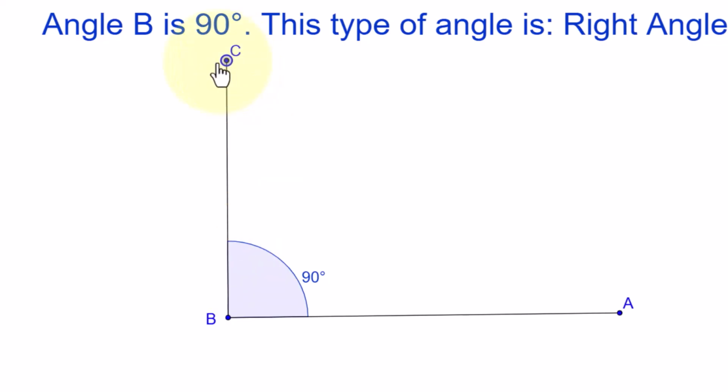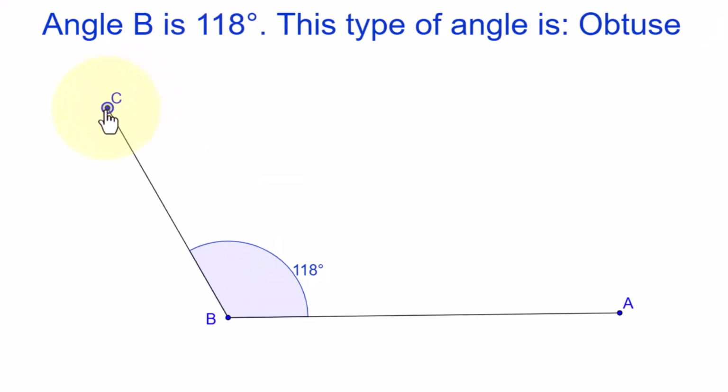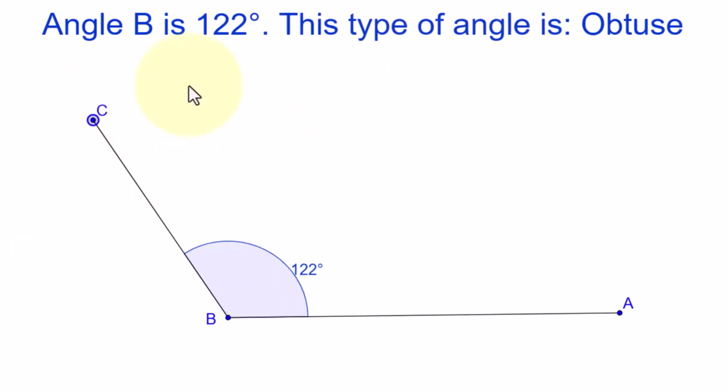So if I keep turning this angle, now it's greater than 90 but less than 180. This is what we call an obtuse angle, an angle between 90 and 180 degrees, greater than 90 but less than 180 degrees. So you can see this type of angle is obtuse.